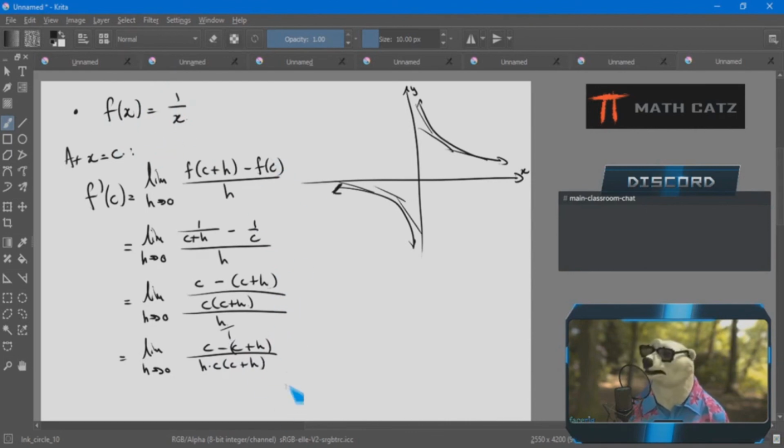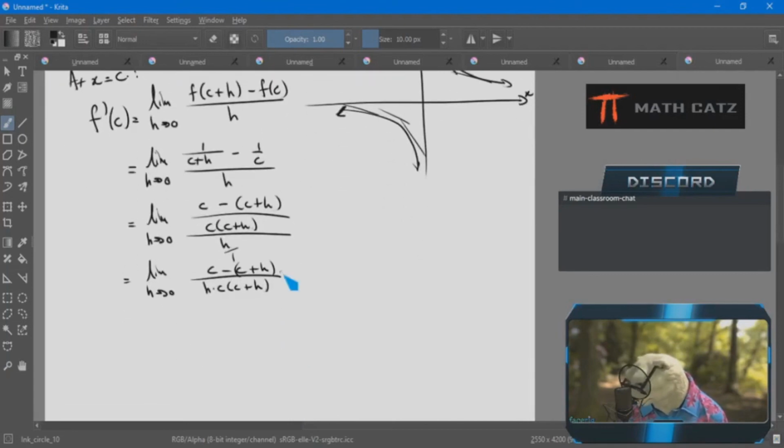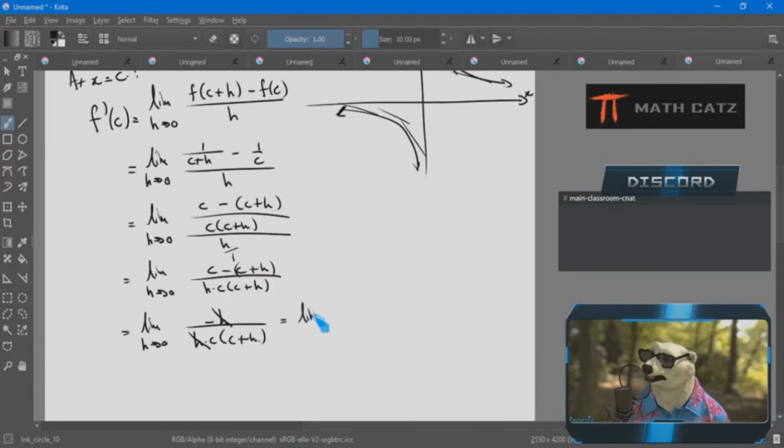And this limit definition procedure is just annoying. Imagine for even slightly more difficult functions. This is not something I want to do very often. c minus c, and then I have a negative h. And I still have an h at the bottom and a c times c plus h. So the h's cancel, which gets rid of my problem, dividing by 0. But let's just see it anyway.